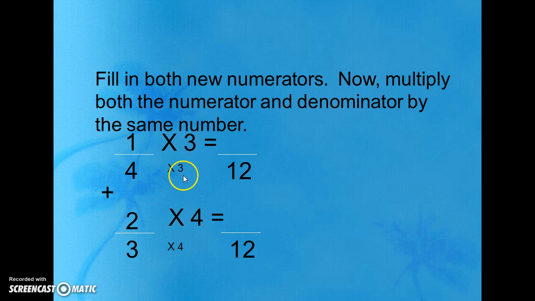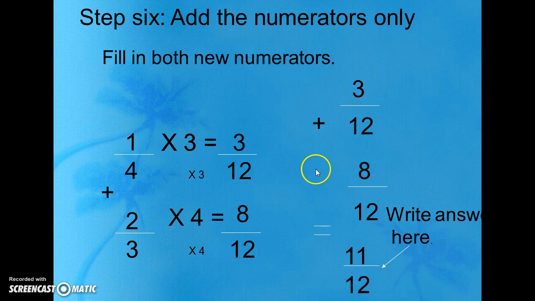So remember, we're keeping it equal because 3 over 3 is just 1 whole. Whatever you do to your bottom number, that denominator, you have to do the exact same thing to your numerator, that top number. We're keeping it balanced. So here's our new numerators. We have 3/12 and 8/12.